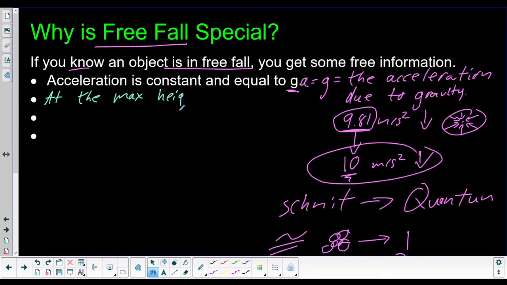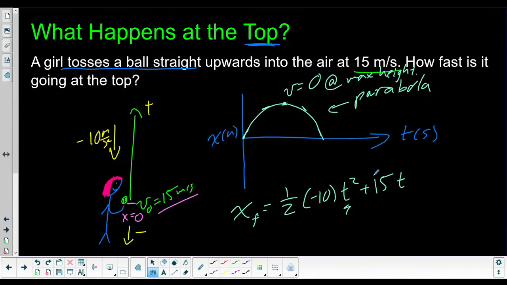So the piece of information we get for free is at the top, at the max height, velocity equals 0 meters per second. Okay, we're going to be able to use this piece of information to solve for a lot of stuff very quickly because we can just assume this. And we're not assuming it. We've kind of proved it by looking at this graph and looking at the slope of our displacement graph and doing some quick maths in our head with this stuff.